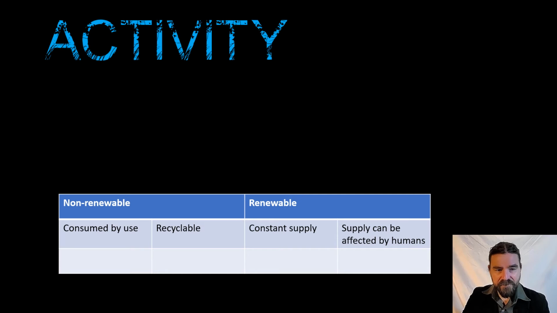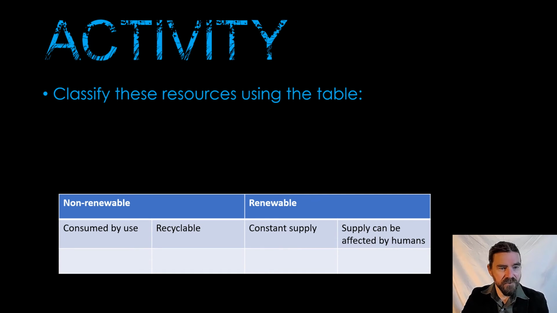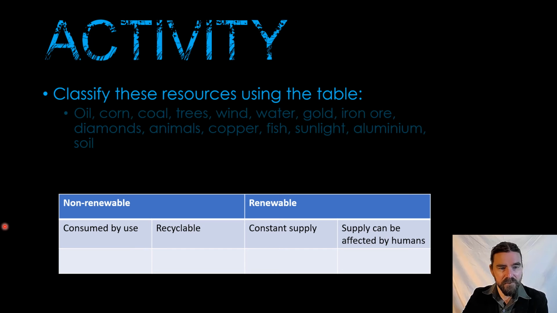Right, the activity. You're going to classify these resources using the table. So draw that table: non-renewable, and the two subcategories are consumed by use and recyclable. On the other side, you've got renewable, and the two subcategories are constant supply, and supply can be affected by humans. If you need to go back and look at the table that you drew for some ideas, here are all of the resources that you need to classify.